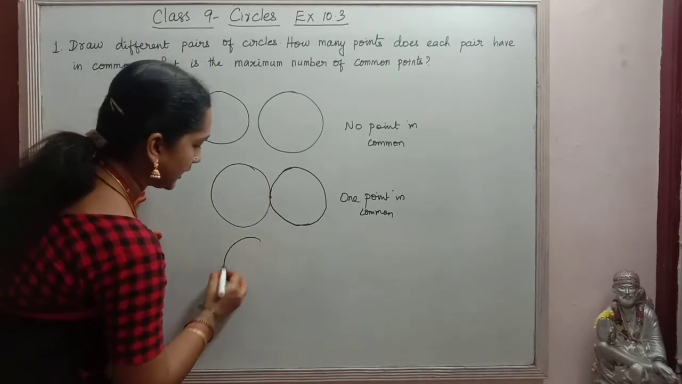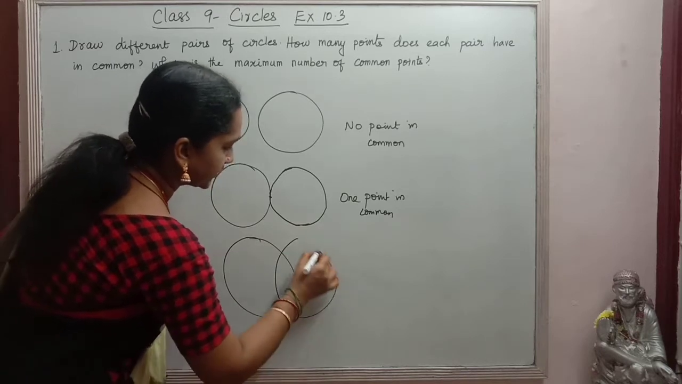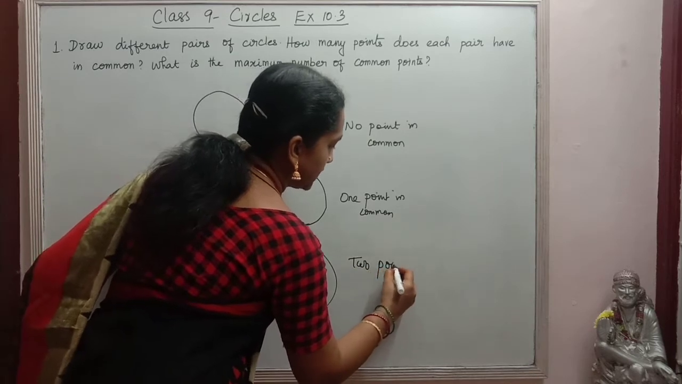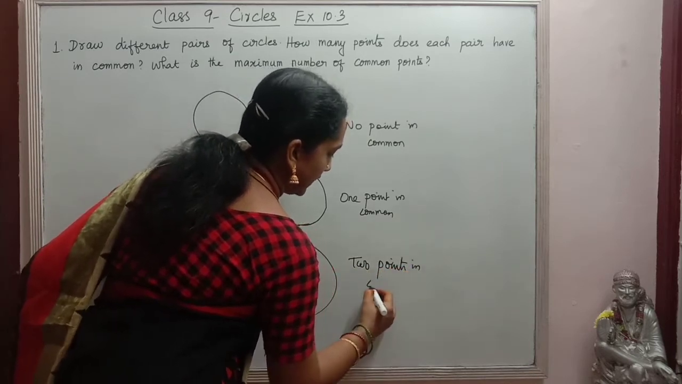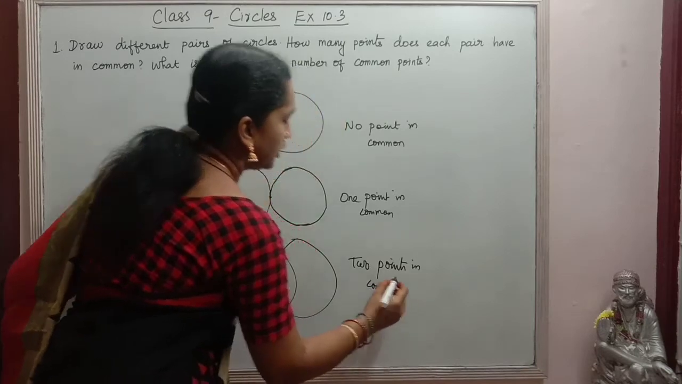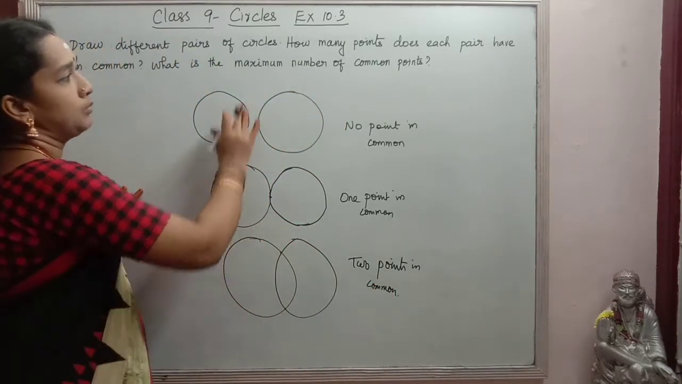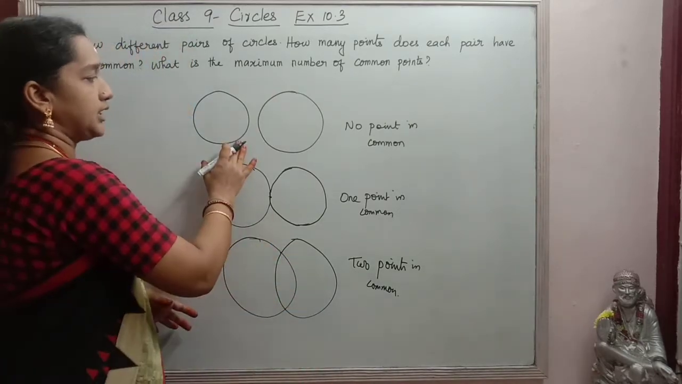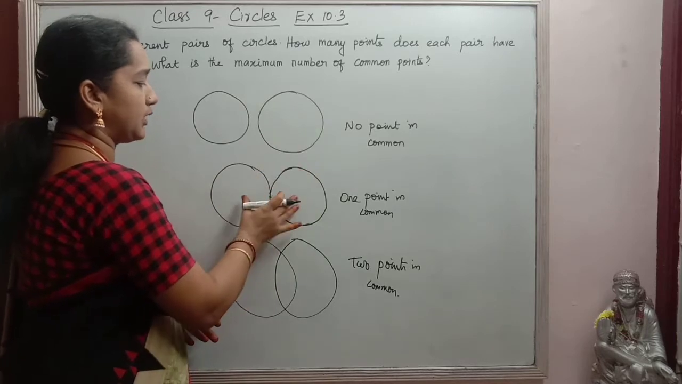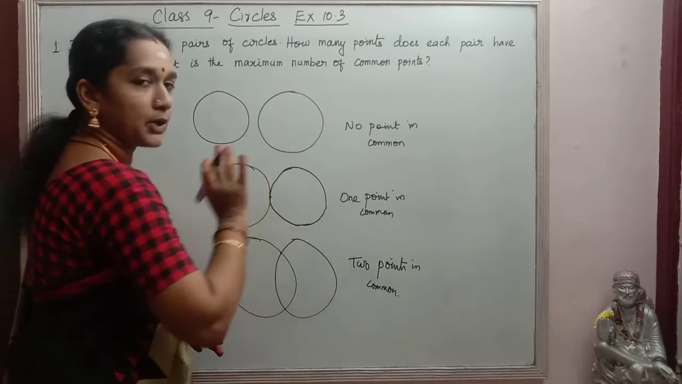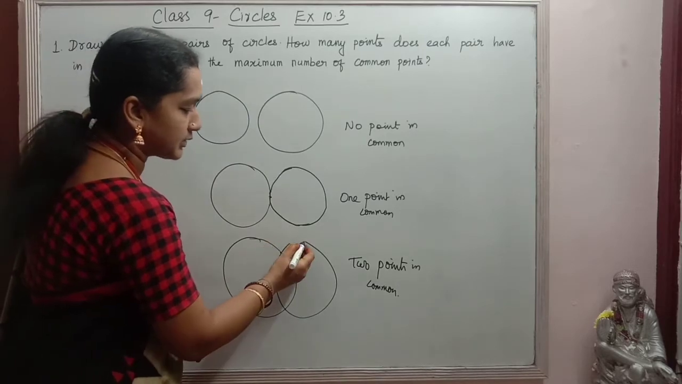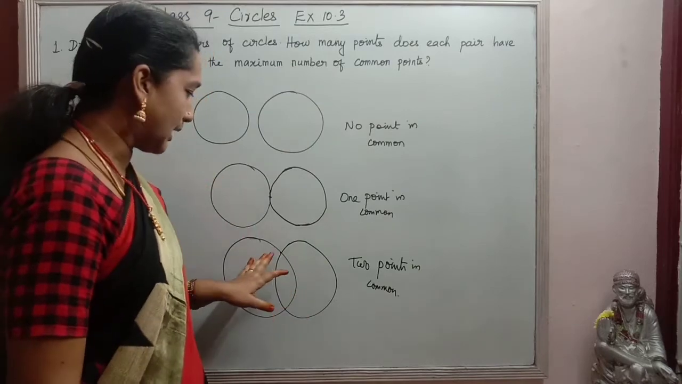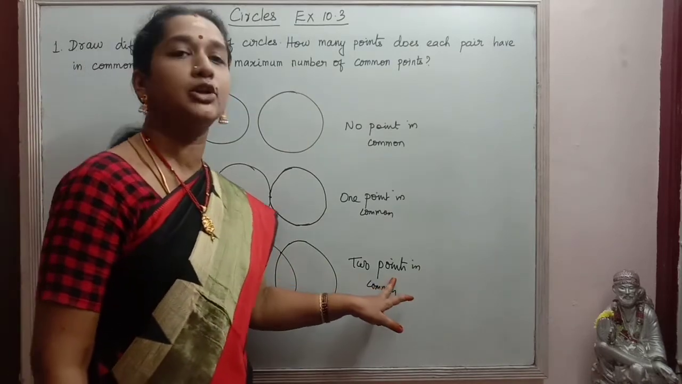Then, if we draw another pair, we will get 2 points in common. So, the maximum number of common points when we draw 2 circles is only 2. So, for this there is no point in common. If we draw circles like this, there is 1 point in common, and if we draw circles like this, we will get 2 points in common. What is the maximum number of common points? So, the maximum number of common points is 2.